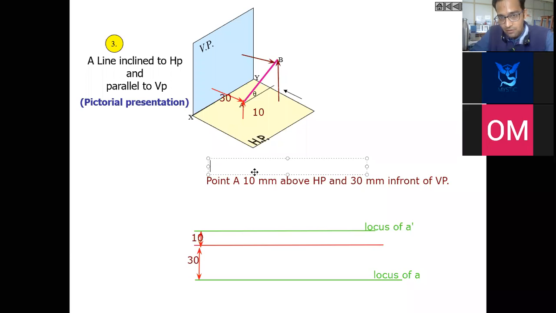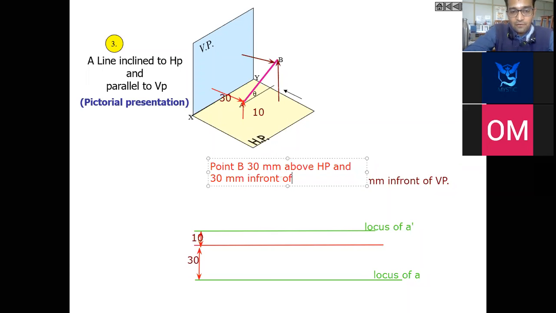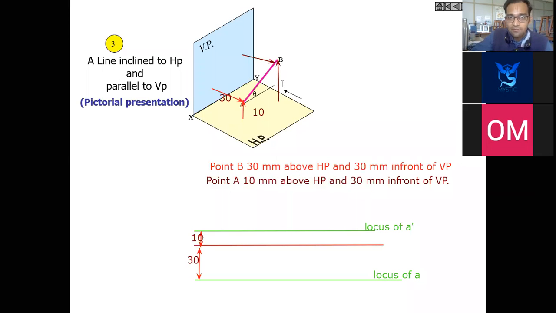I should change the color so you can refer. Point B is given, which is 30 mm above HP and 30 mm in front of VP. Okay, so now point B is drafted over here. It is having 30 mm above HP and 30 mm in front of VP criteria. Look which data is same in both the cases.